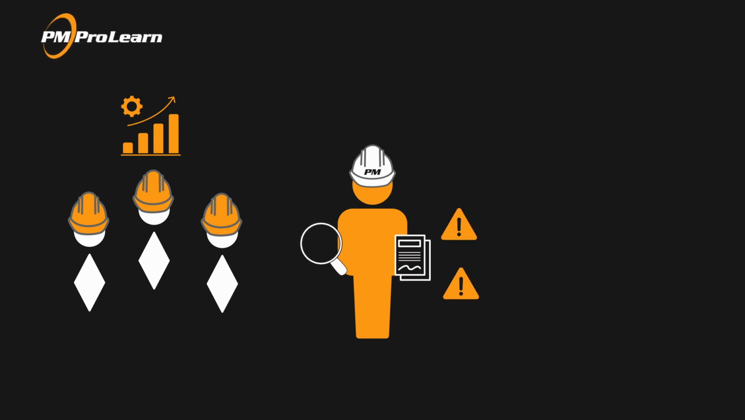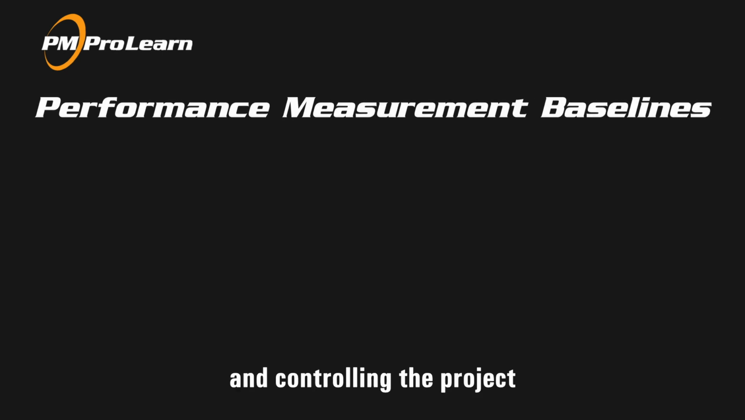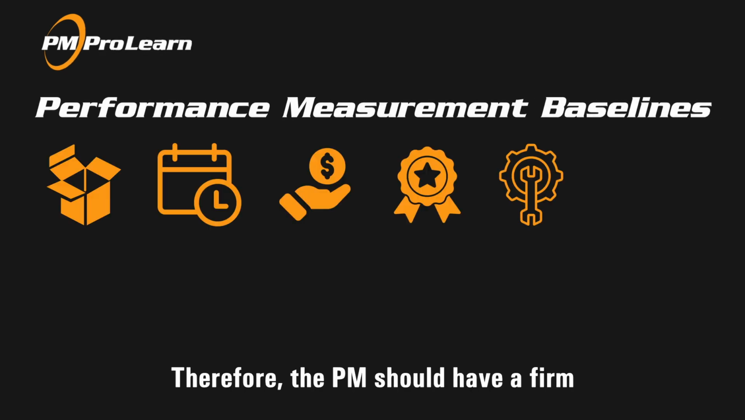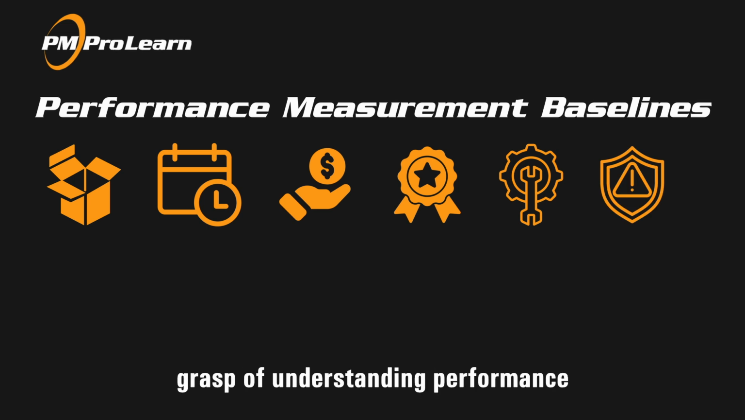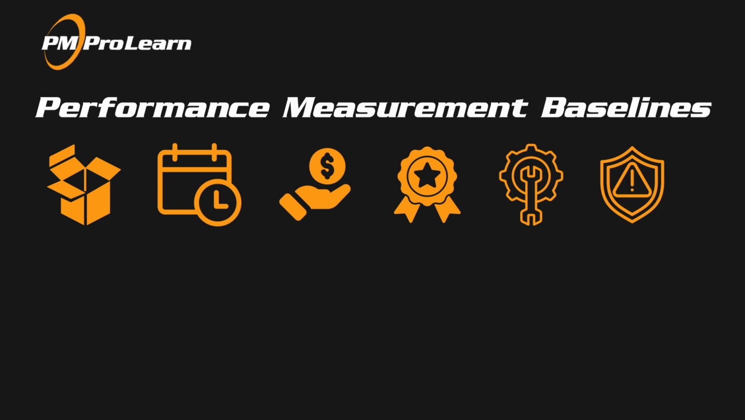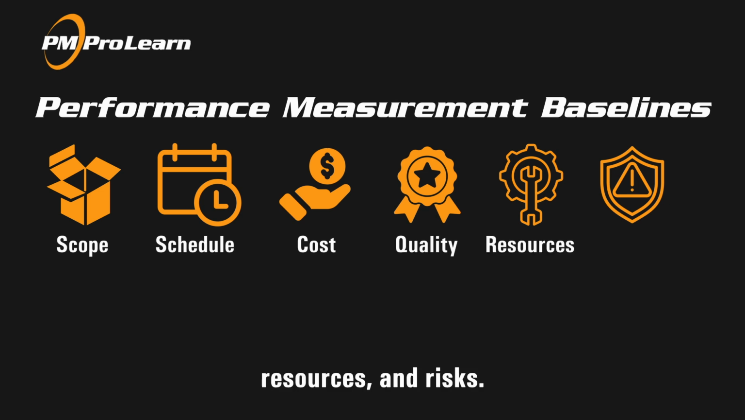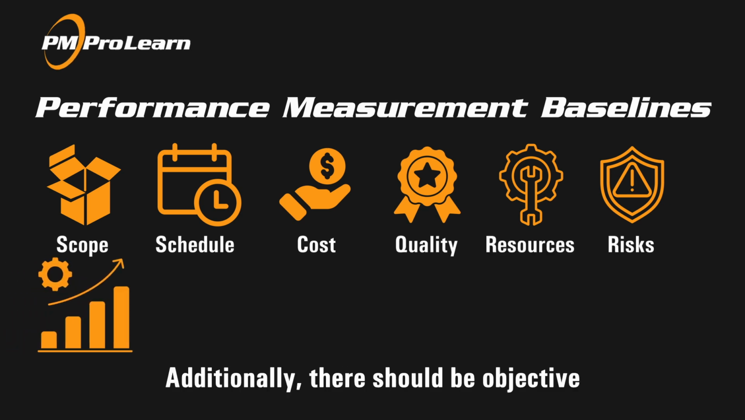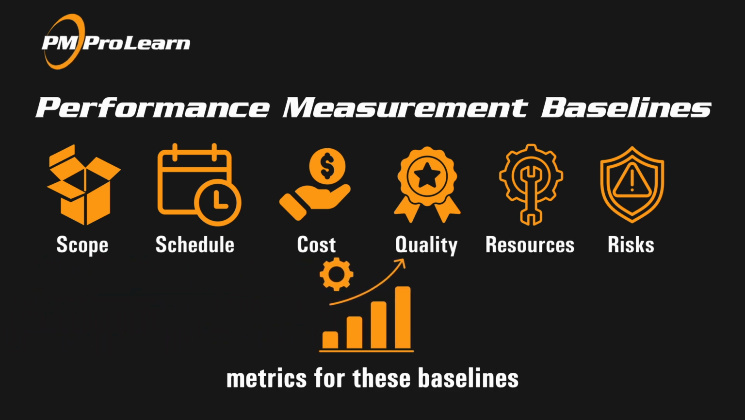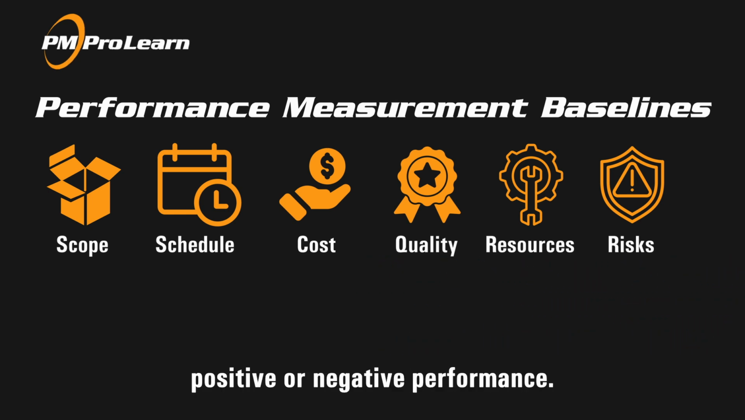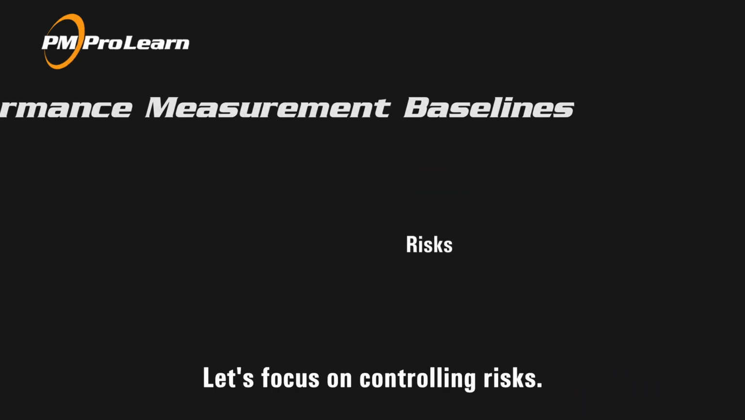the project's success. The key to understanding and monitoring and controlling the project is defining how we will be measuring performance. Therefore, the PM should have a firm grasp of understanding performance measurement baselines, such as scope, schedule, cost, quality, resources, and risks. Additionally, there should be objective metrics for these baselines so that we understand what classifies as positive or negative performance. Let's focus on controlling risks.